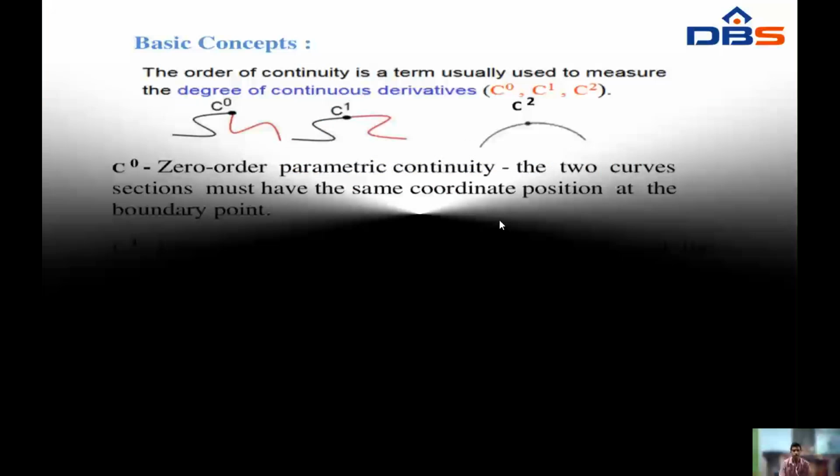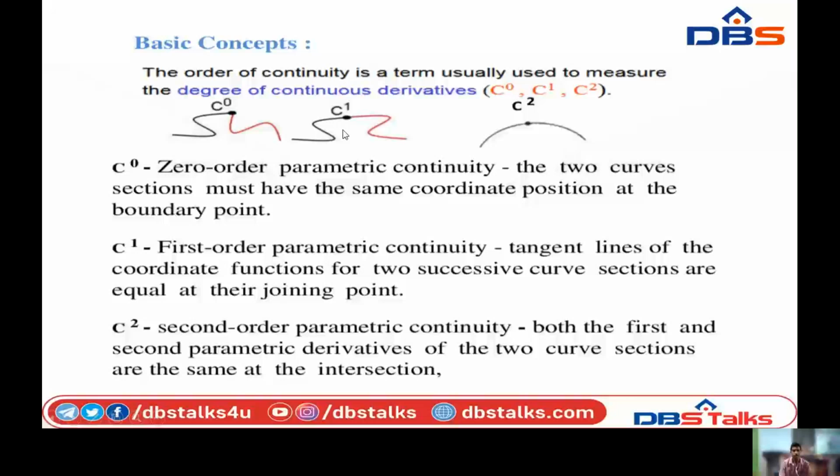Basic concept. In this, we are discussing order of continuity, which is related to zero order, first order, second order. First of all, we are discussing the definition of order of continuity. The order of continuity is a term usually used to measure the degree of continuous derivatives. That means C0, C1, C2. Under the definition, I am showing the difference between the order of continuity for zero order, first order, second order parametric continuities.